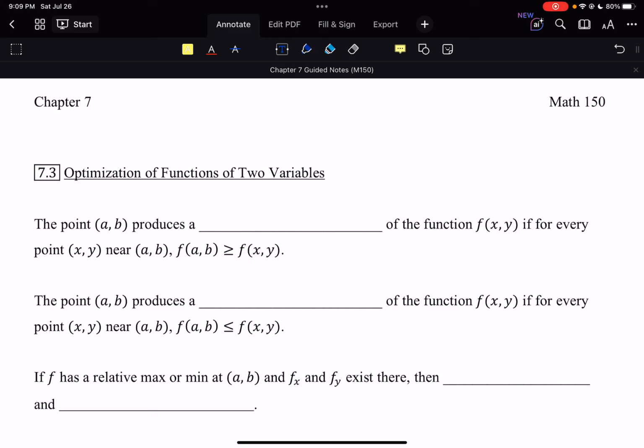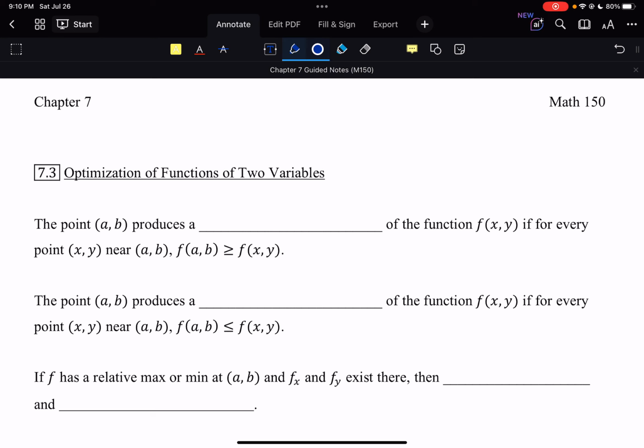Welcome to section 7.3. We are going to start taking the tools that we learned in section 7.2 regarding partial derivatives and now apply them to the optimization of functions of two variables. So first we're going to define what it means for a point to have a max or min value for these functions. And then we'll talk about the implications of that and how we can determine those.